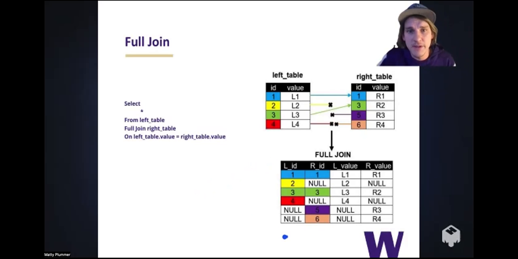And then you can see again, because table 2, the right table, doesn't have an ID of 2, it's going to have nulls. Table 1 doesn't have an ID of 5 or 6, so we see nulls for 5 and 6. You won't really need to use this in a lot of situations, but it's good to understand what happens when you do a full join.